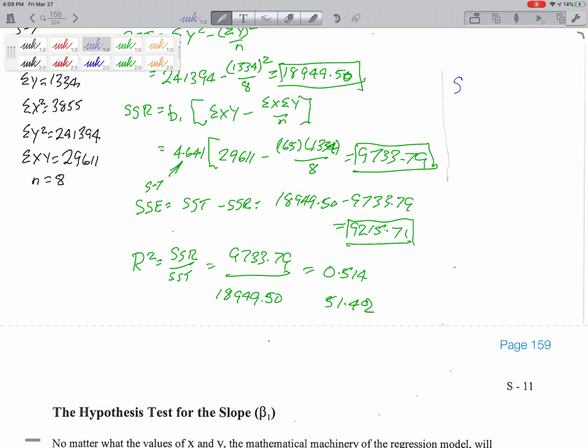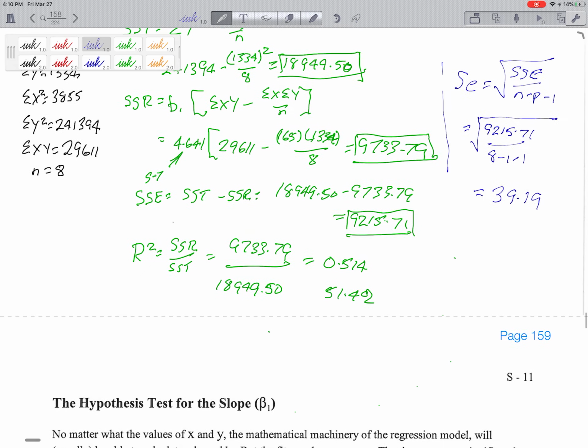We'll do it over here. The SE value. The SE value is equal to the square root of the SSE over n minus p minus 1. So that would be the square root of 9215.71 divided by 8 minus 1 minus 1. Take the square root of that and you'll get 39.19. That's the standard deviation of the error terms, the residuals.